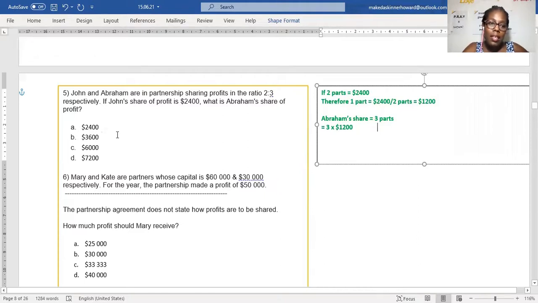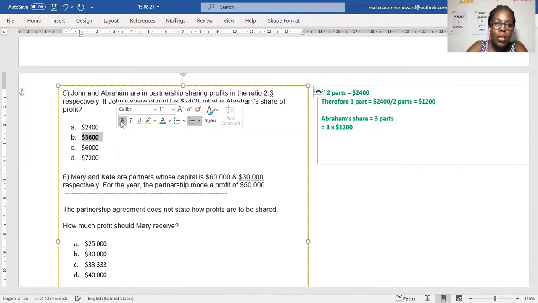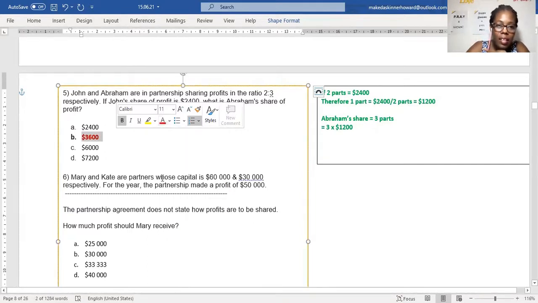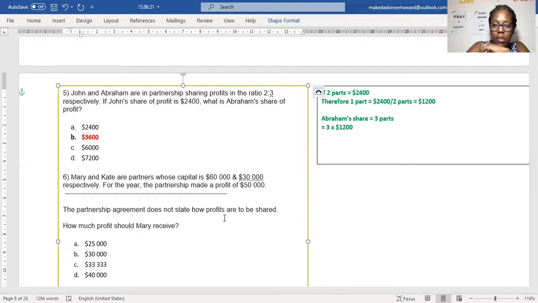If you understand that, please type a 1 in the chat for me if you understand what I just did there. Not if you get it correct, if you understand it. Once you understand it, please drop a 1 in the chat.